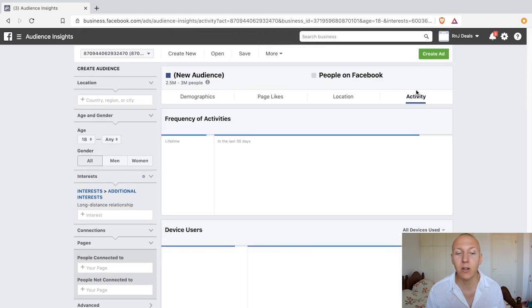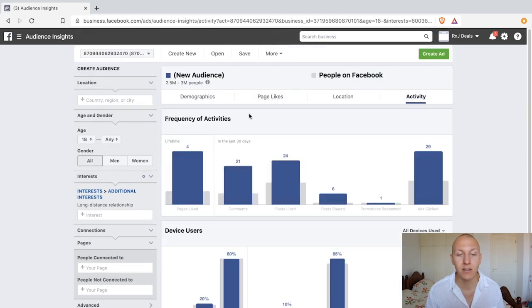And then finally, we can go ahead and we can look at activity. We can see what kind of things that they are doing. Like, are they doing a lot of comments, liking a lot of pages, clicking on a lot of ads, and we can see ads clicked. This is pretty high already for the selected audience. You can see that there's this gray that is behind here that is people on Facebook, and that is going to be the people on Facebook on average that is beyond what we have specified in here.